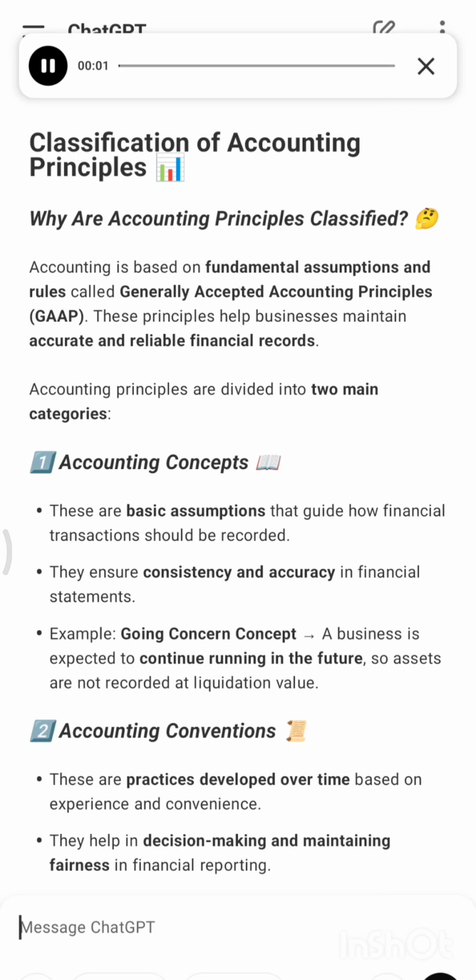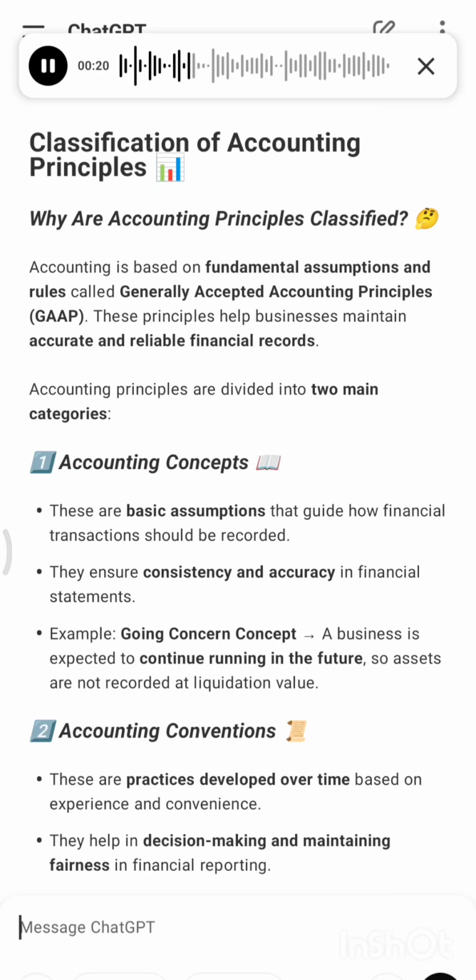Classification of accounting principles. Why are accounting principles classified? Accounting is based on fundamental assumptions and rules called Generally Accepted Accounting Principles, GAAP. These principles help businesses maintain accurate and reliable financial records.